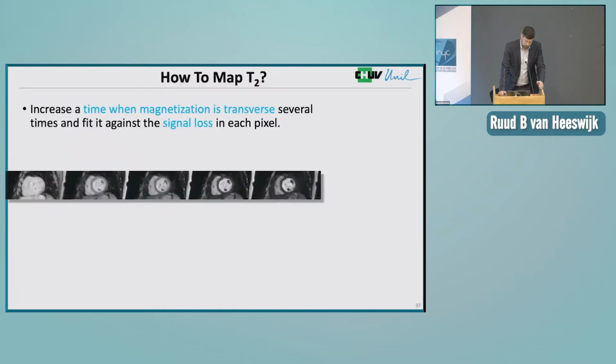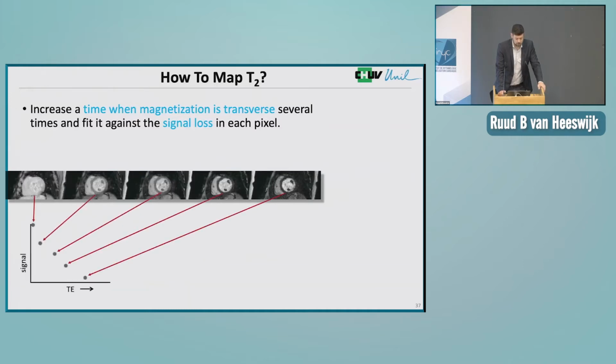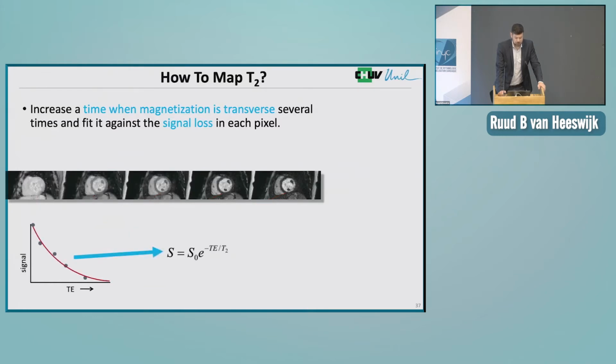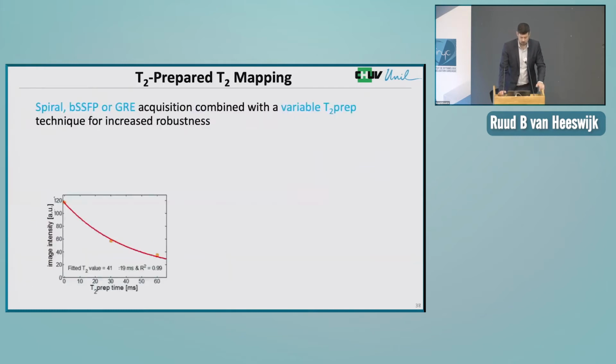So how does it work? You essentially increase the time when the magnetization is transverse several times, and then you fit the signal loss in each pixel. This is classical mapping, essentially. For each pixel, for example with T2 mapping, you plot the signal against your echo time, and you get an exponential decay. In each pixel, you take the T2 value out. These days, of course, there are many variations and advancements on this, but this is how it tends to work.